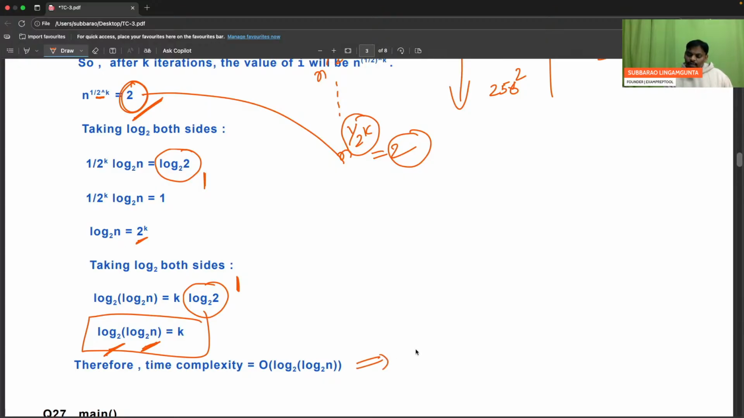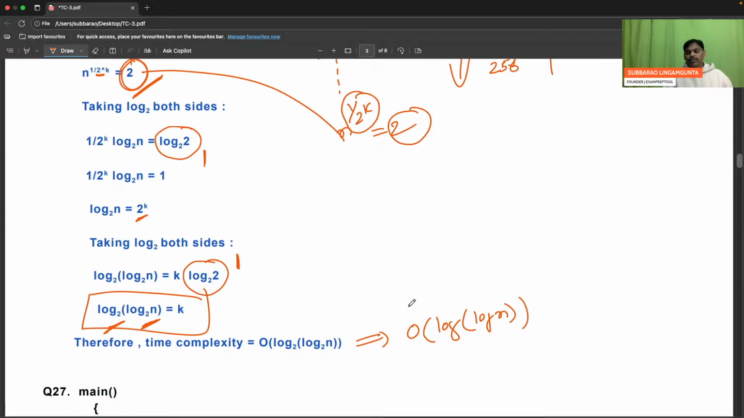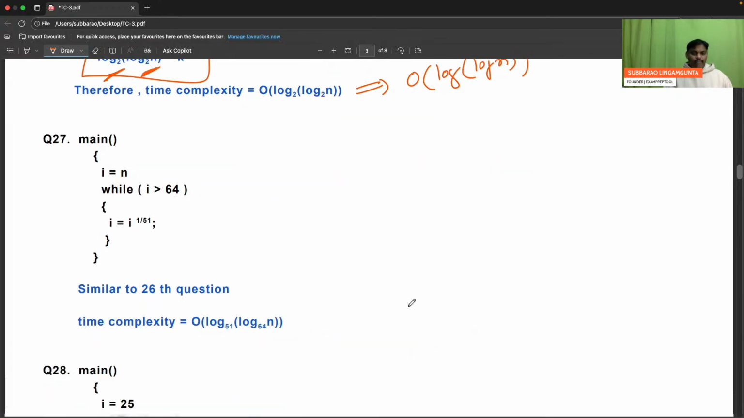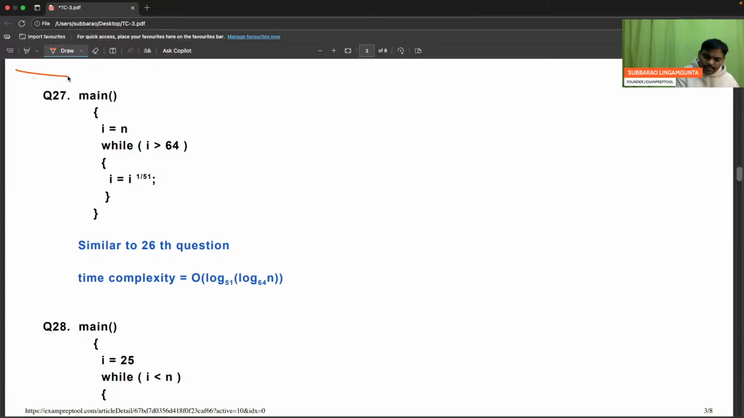If you can write like that, it's okay. Otherwise, without base also you can write. Log of log n. Remember, root reverse is square, square reverse is root. Both will give same time complexity. Try to understand. Question number 26 also done.